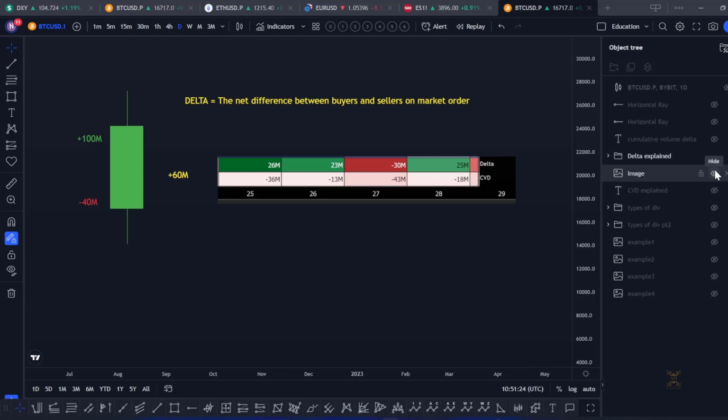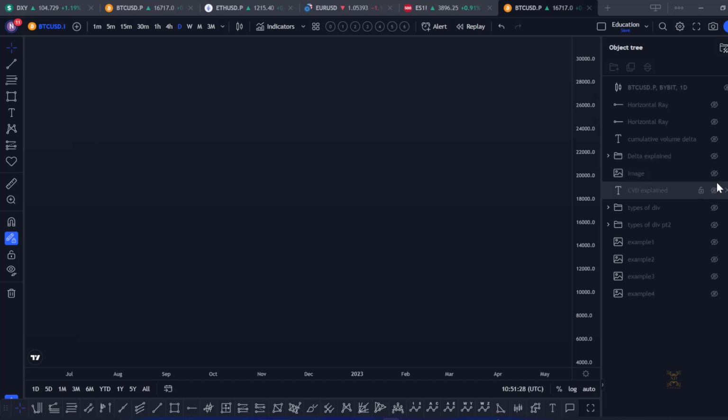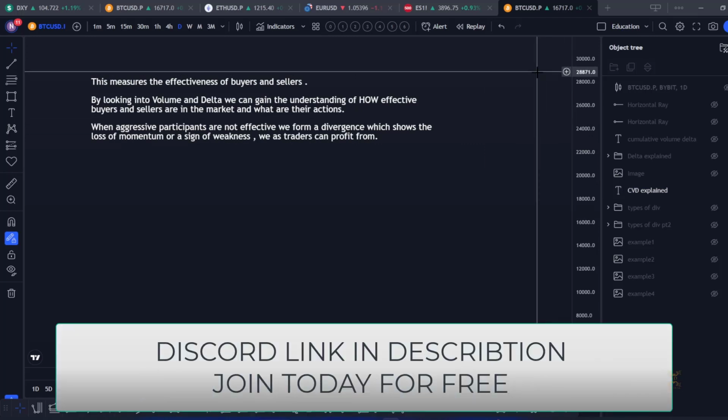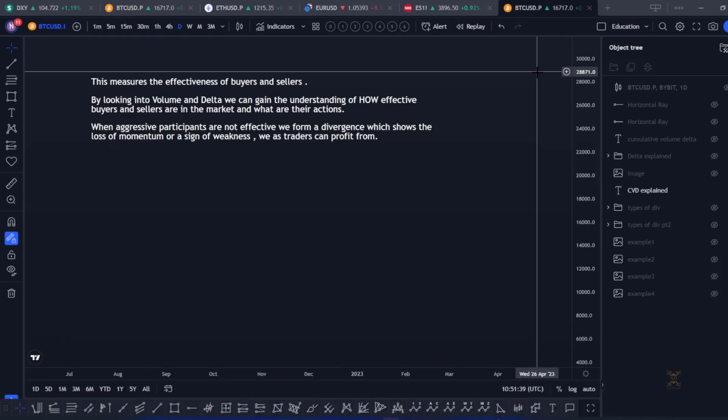So let me just explain what is the CVD before I continue with the oscillators and the types of divergence. So the CVD is measuring the effectiveness of buyers and sellers eventually from the market orders. By looking into volume and delta, we can gain the understanding of how effective buyers and sellers are in the market and what are their actions. Okay, when aggressive participants are not effective, we form divergence, which shows the loss of momentum or a sign of weakness. We as traders, of course, we can profit from that. This is what we aim for.